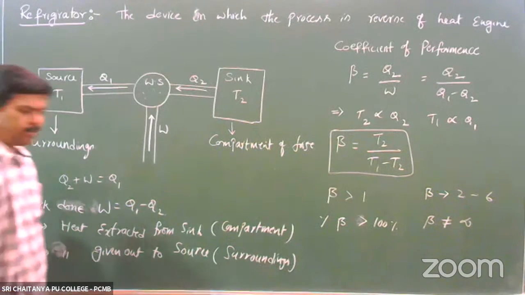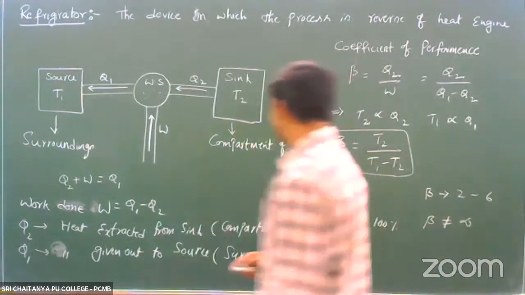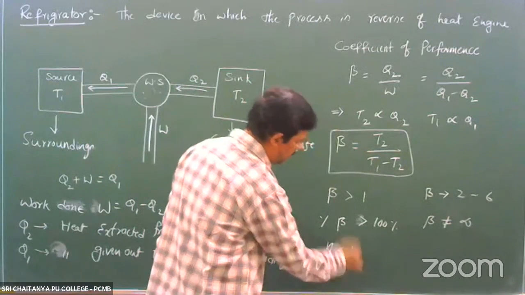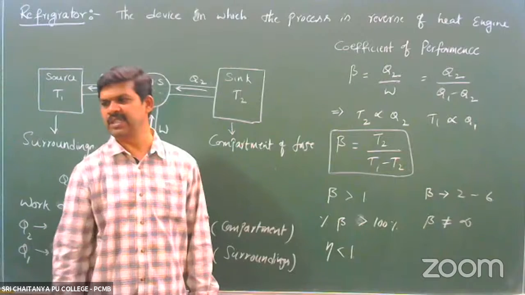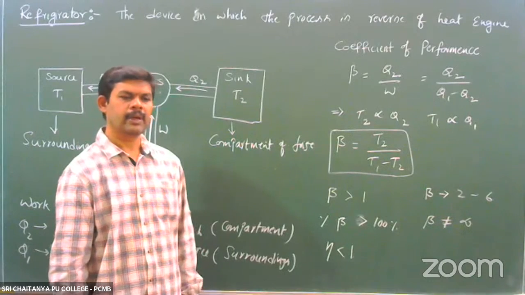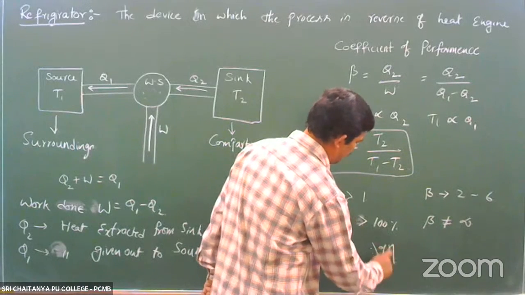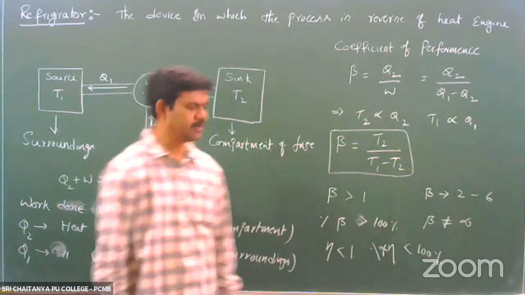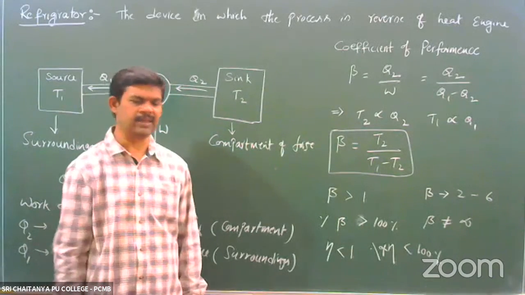But in the last class we saw efficiency. Efficiency is always less than 1. You write there? No, write down. Efficiency is less than 1. Percentage of efficiency is less than 100% always. It can never be 100%. It is always less than 100%.